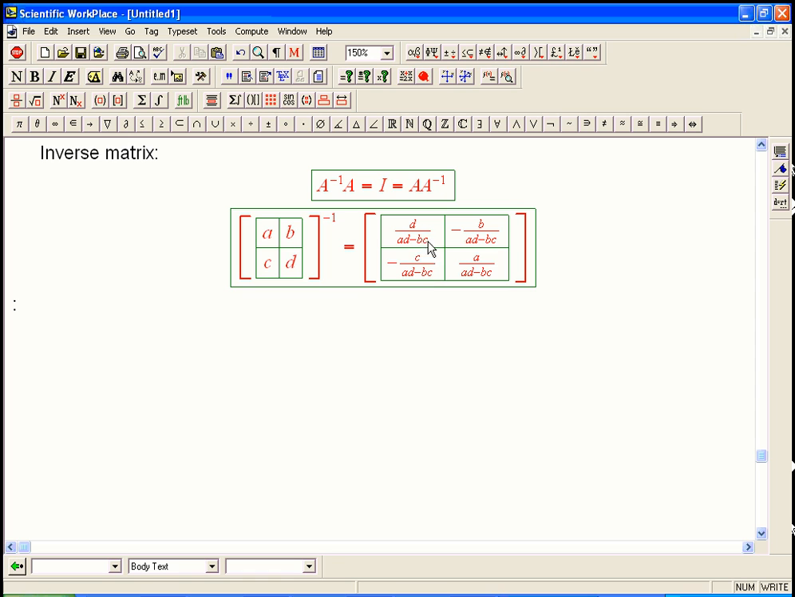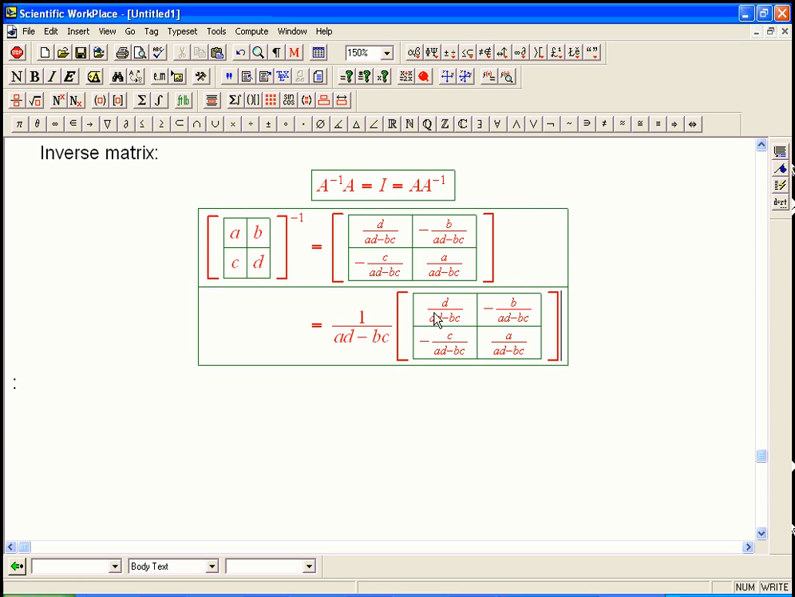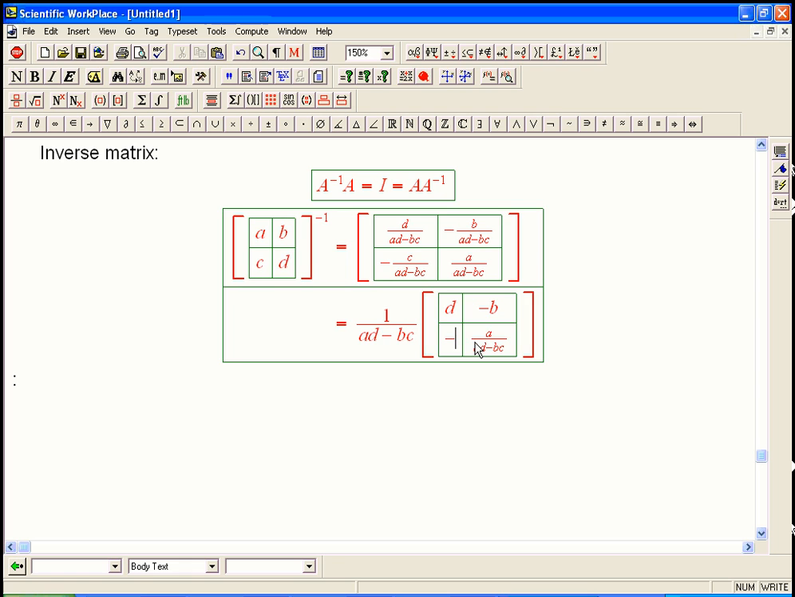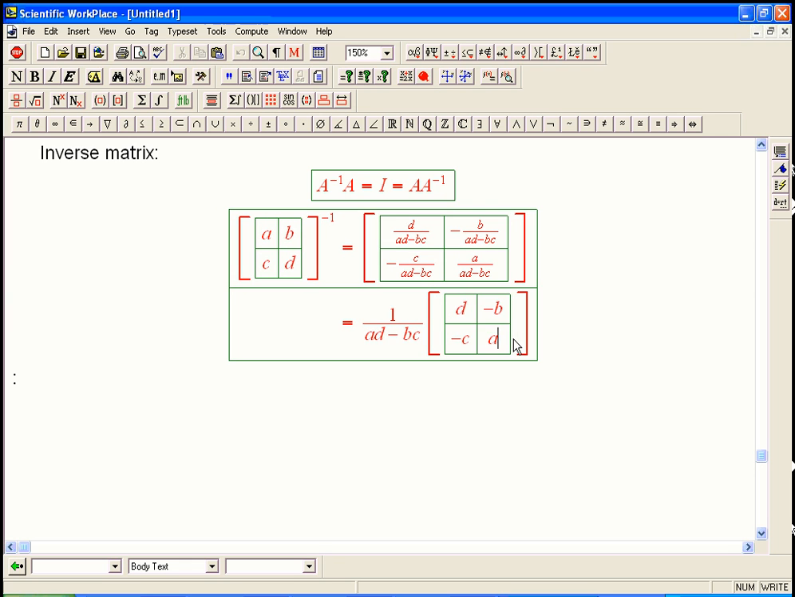It's a little complicated looking until you look and you see the denominators are all the same. And so, in fact, what we can do is we can just take that out. Remember, you can always multiply a number times a matrix. And I'm just going to change this to a D. Just change this to a minus B. Change this to a minus C. And change this to an A.